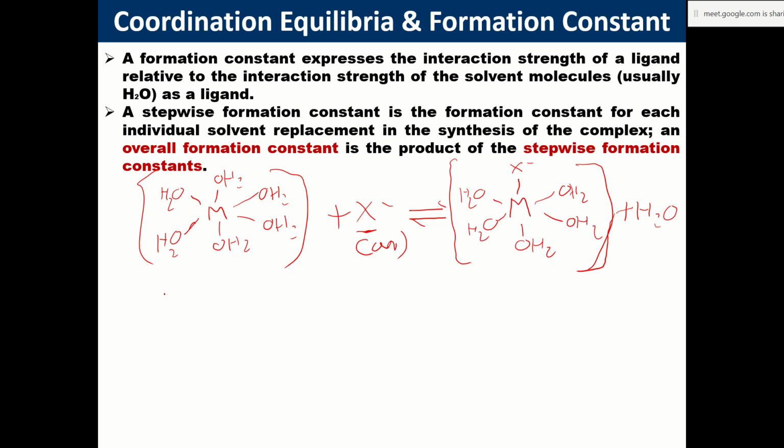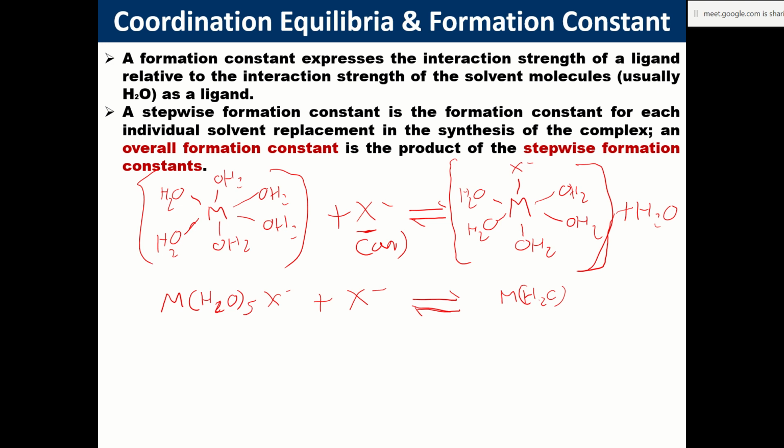So in a similar fashion, the next step you can have M(H2O)4X2, plus, again, another X minus can come. So in this manner you can go on writing. So another H2O will be replaced. So this is what we mean by a ligand substitution reaction.